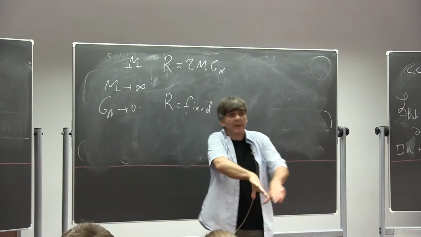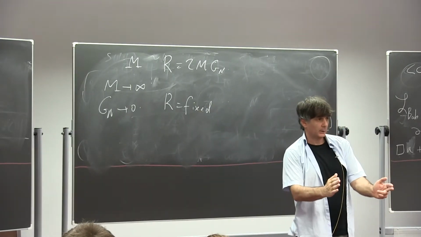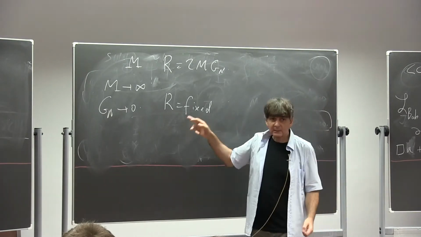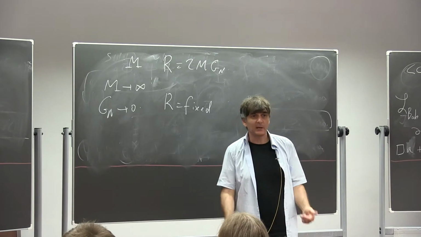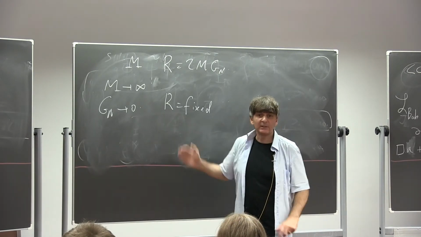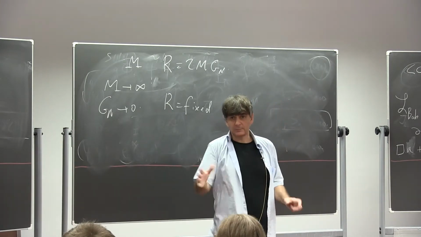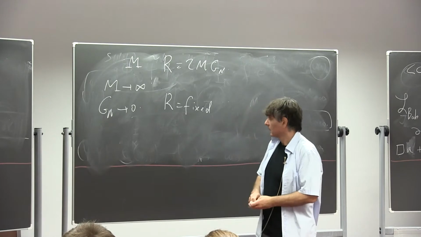So you make gravity infinitely weak, you make the black hole infinitely heavy, but you fix the geometry. Now in this limit, the computation can be done; it has been done by Hawking. In this limit there is no back reaction on the black hole, because the black hole is like an infinite capacitor.